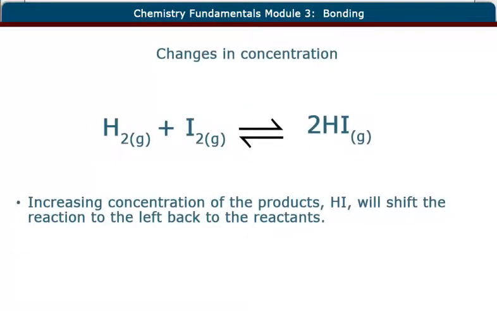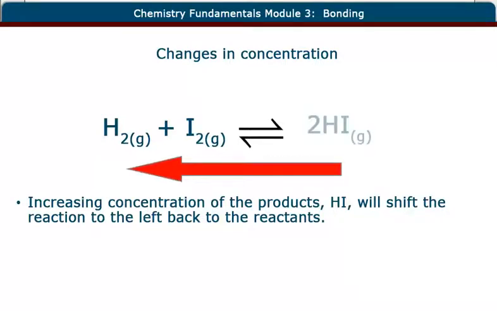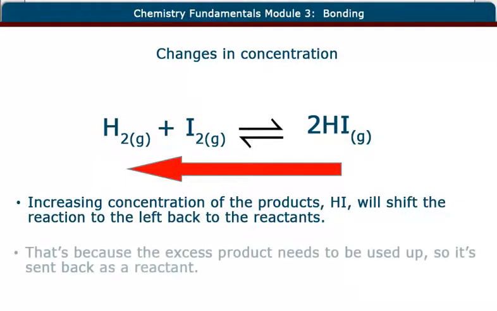Increasing the concentration of the product, hydrogen iodide, will stress the system to the right, and shift the reaction to the left, back to the reactants. That's because the excess product needs to be used up, so it's sent back as a reactant.